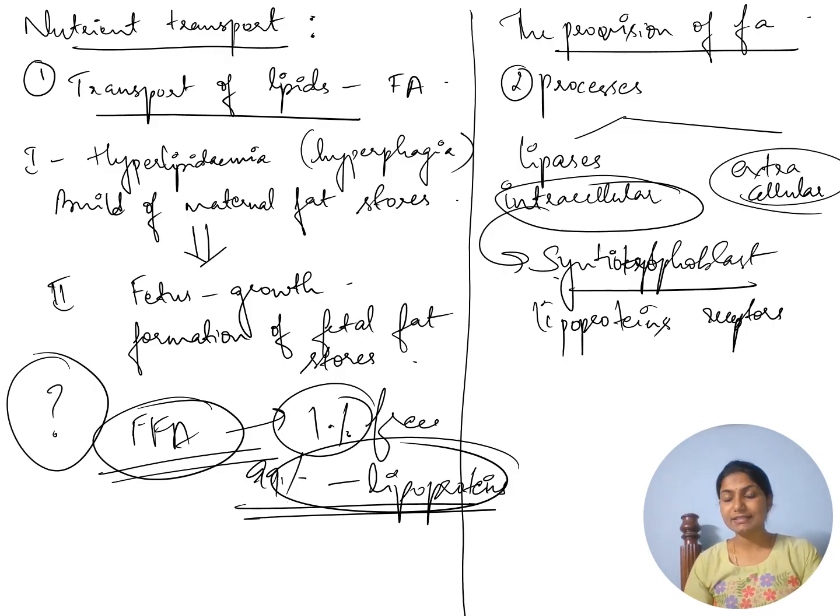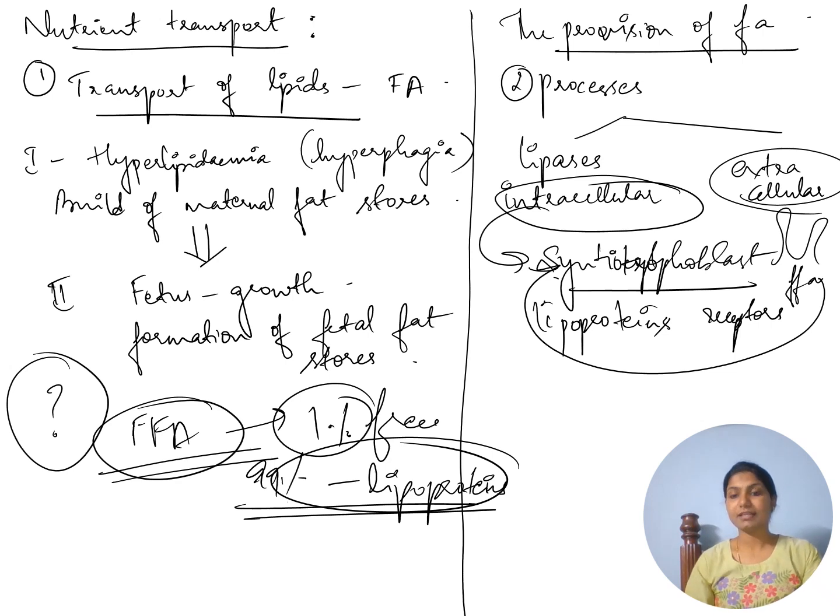The second process is the extracellular lipases, which are present in the villous space. These lipases act on the triglycerides and the phospholipids, and they release the free fatty acids, and these free fatty acids are directly transported into the syncytiotrophoblast. So the extracellular lipases act, and the free fatty acids are taken inside the syncytiotrophoblast, and some of the molecules are bound to the receptors present on the syncytiotrophoblast.